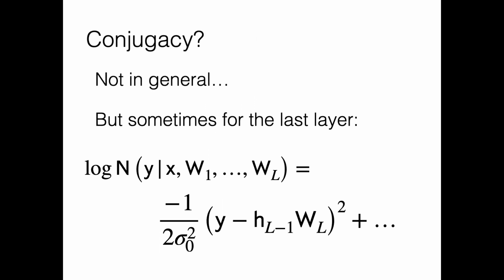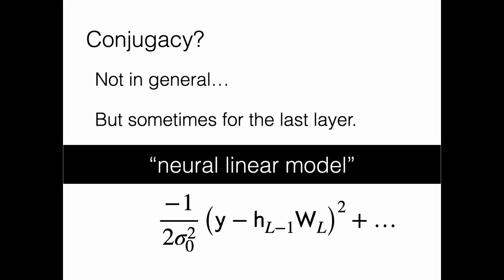So therefore, you might ask, okay, what is the easiest thing we can do? That is conjugate solutions. And so you actually have a conjugate solution in the case of the last layer, because you can just think of the neural network up to the last set of hidden units to be some deterministic transformation, and we can do Bayesian inference just in the last layer weights. And so people call this a neural linear model.